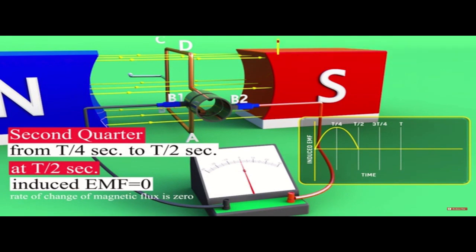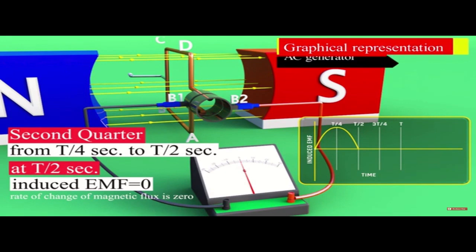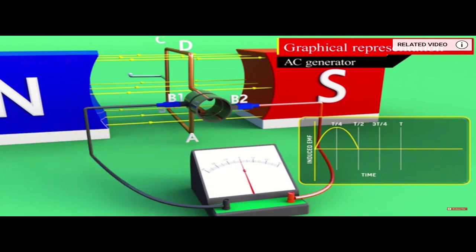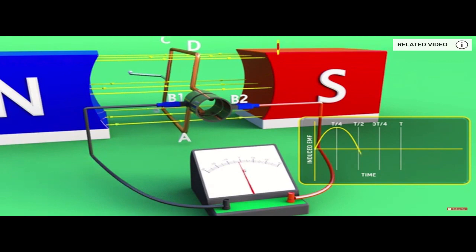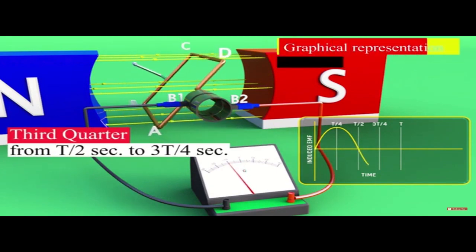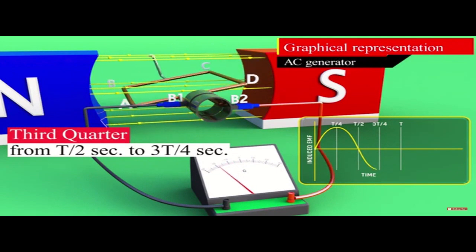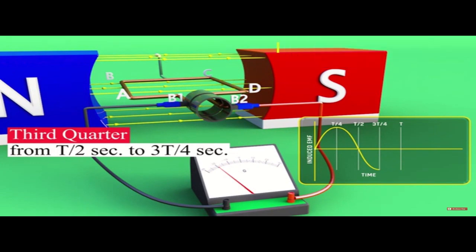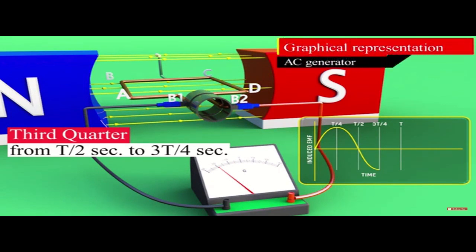During the third quarter of rotation, from t over 2 seconds to 3t over 4 seconds, part of armature AB goes up and part CD moves down. In this period, induced EMF increases from 0 to maximum value, but in this period, induced EMF has opposite polarity. In 3t over 4 seconds, rate of change of magnetic flux momentarily gain maximum value, but compared to a position in t over 4 seconds, induced EMF gain its negative value.